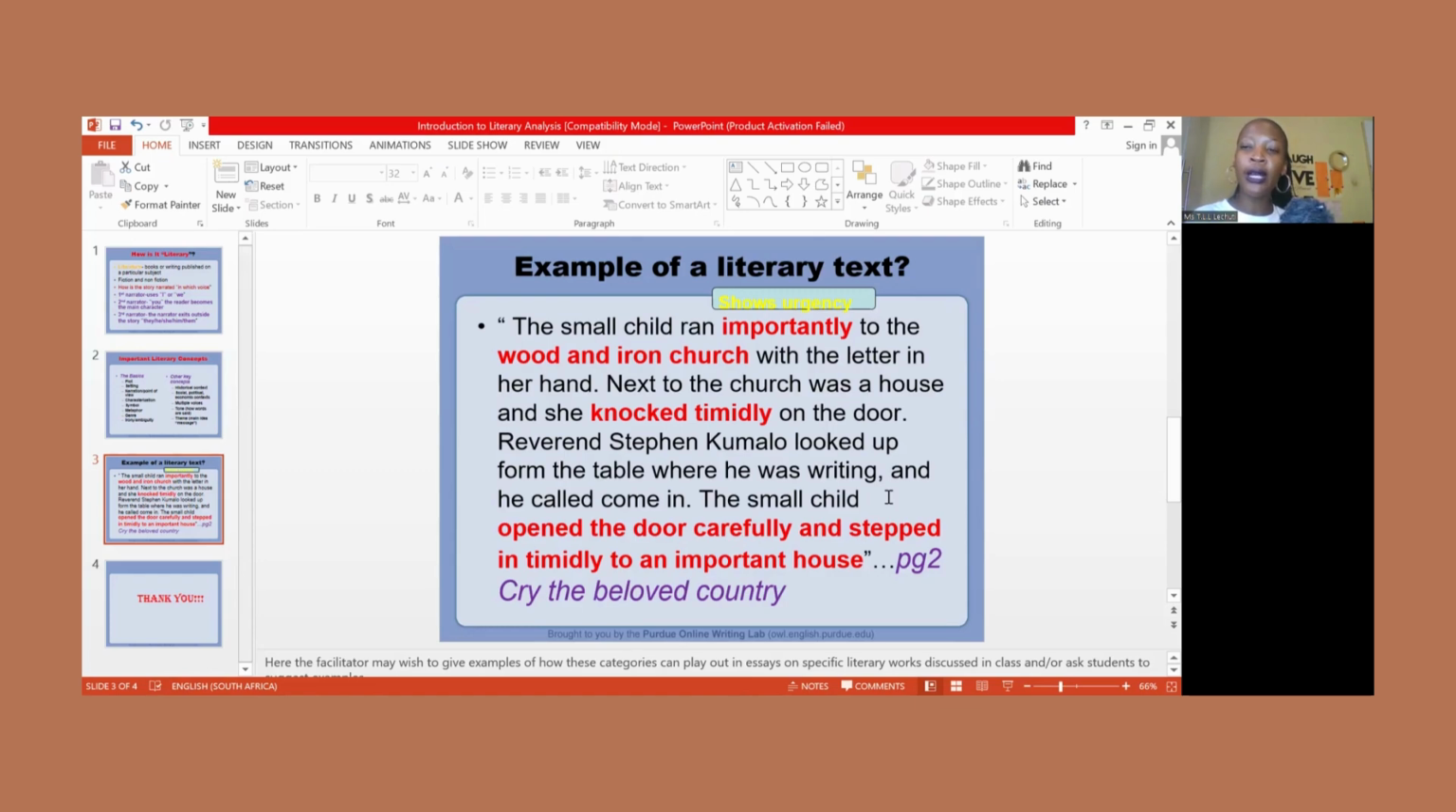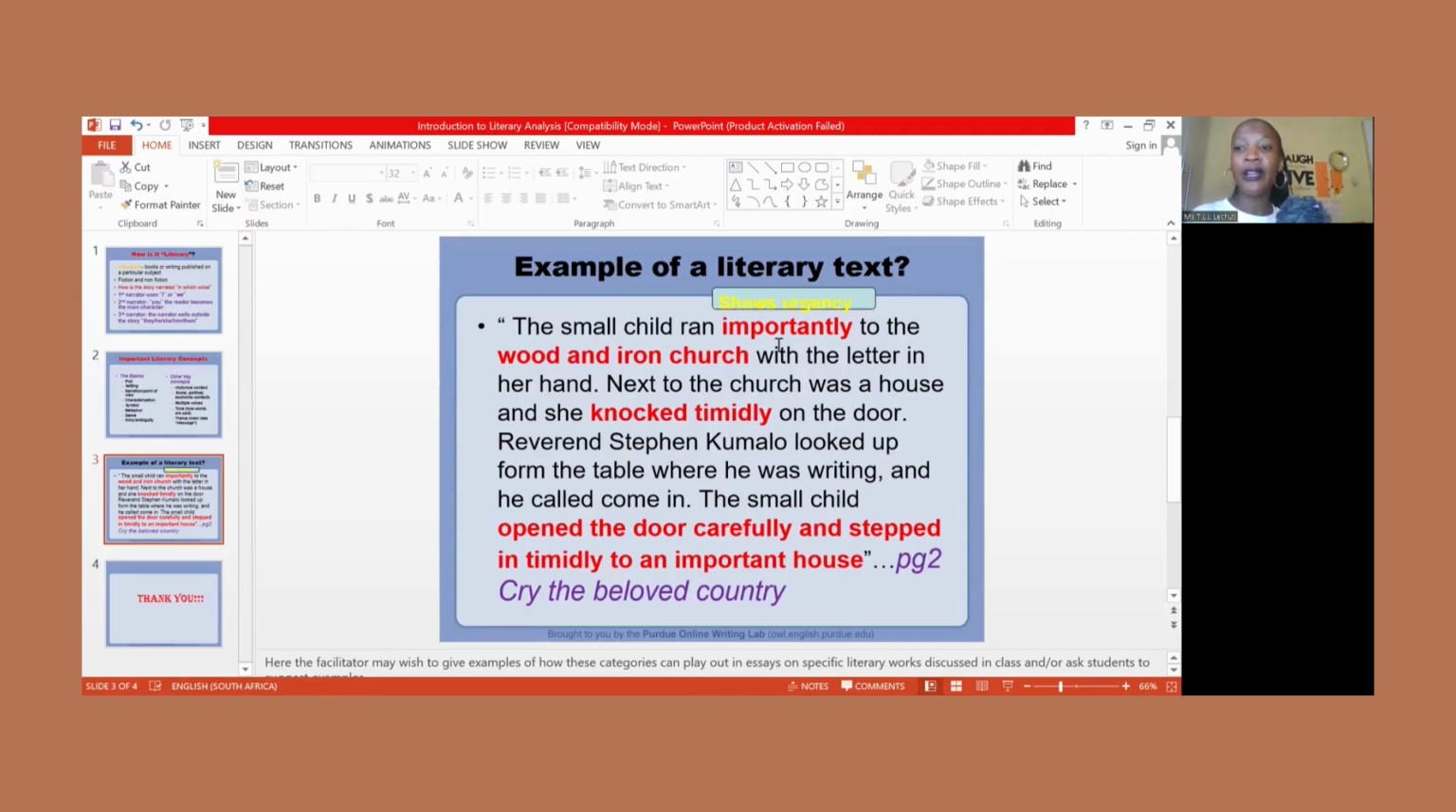Now, let us look and study the linguistic devices, if not linguistic creatives, that are used by Alan Paton here, who is the author of Cry, the Beloved Country. The small child ran impetuously. This child did not just run, but she ran impetuously. Why did Alan actually draw our attention to the running of this child? Why is this child running impetuously?